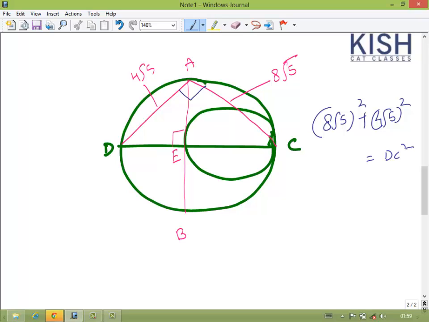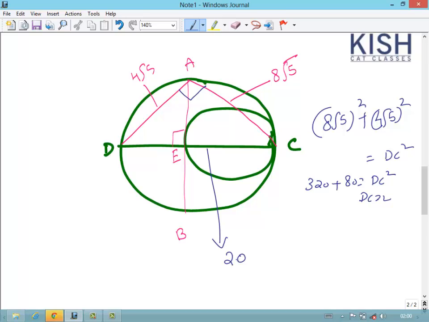So 8 root 5 whole square means 64 into 5, 320, plus 4 root 5 whole square means 16 into 5, 80, that is 400. So DC square is 400, DC equal to 20. So we know that this length of diameter is 20. Now once you know this 20, you just need to find the EC.